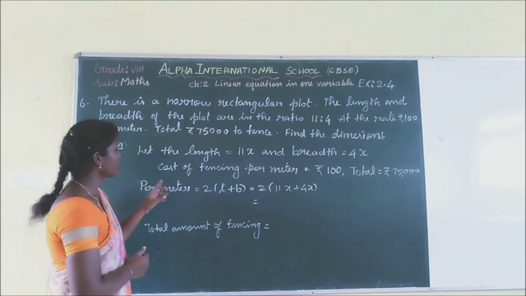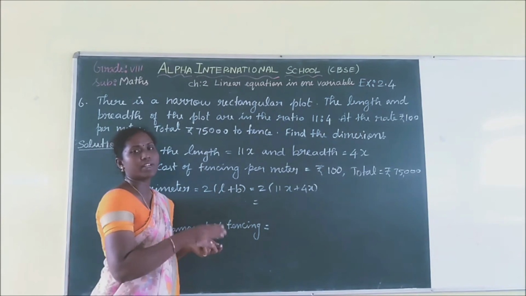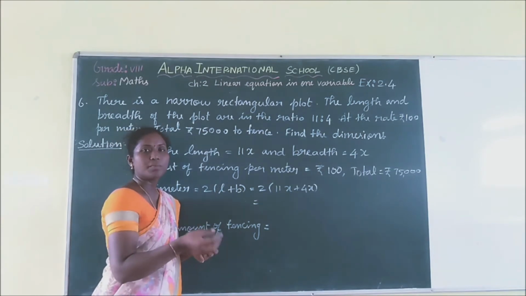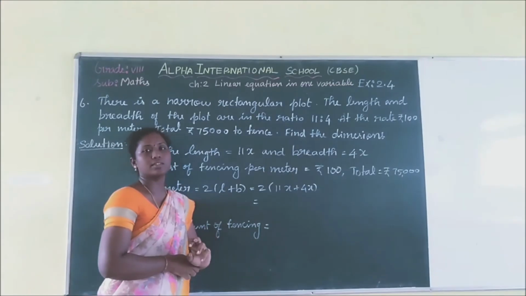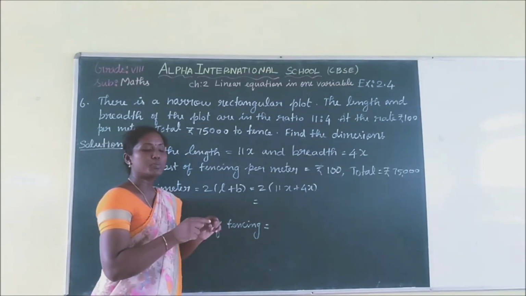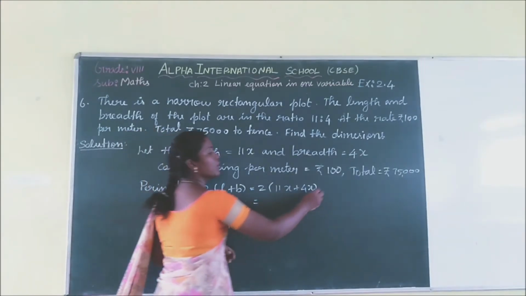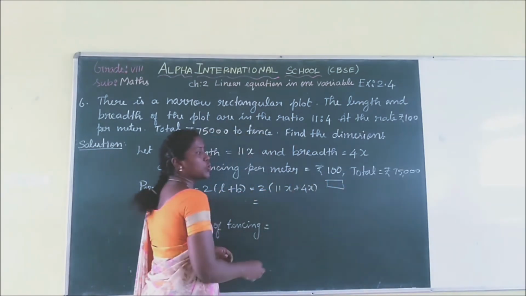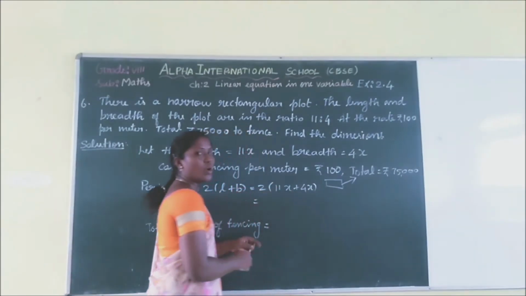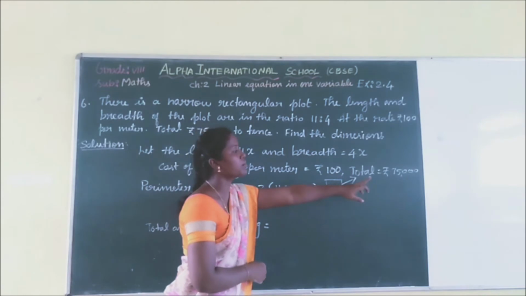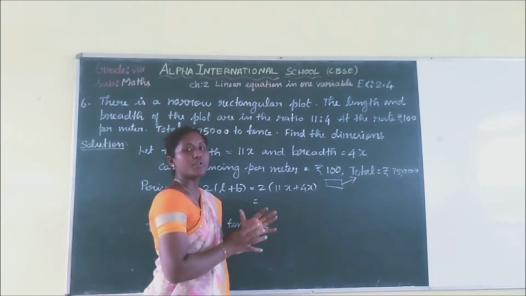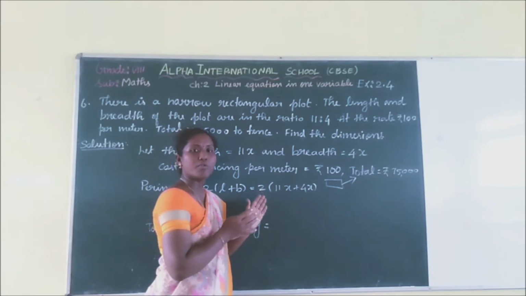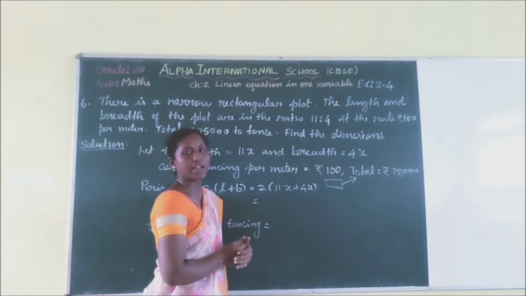Now, in the question we are given the cost per meter, which is rupees 100. But to fence the whole rectangular plot, the total amount is rupees 75,000. Now we have to find the original value of length and breadth of the rectangular plot.